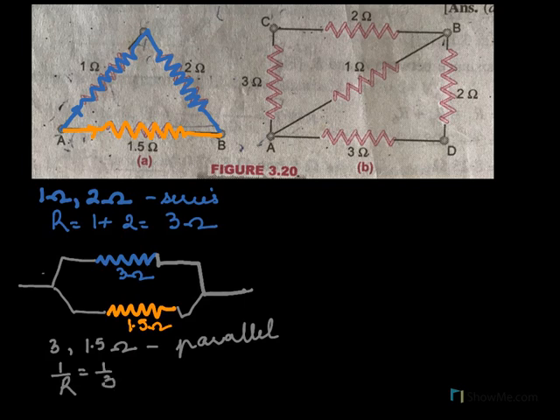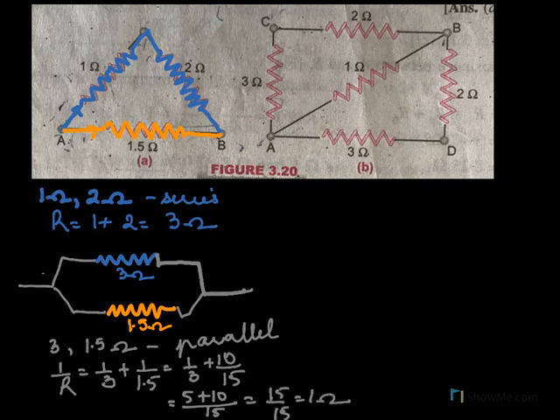Which means 1 by R equal to 1 by 3 plus 1 over 1.5, which is 1 by 3 plus 10 over 15. And here we take the LCM as 15. So 5 plus 10, that would be 15 over 15. So the resultant is 1 ohm. So the answer for this is 1 ohm.